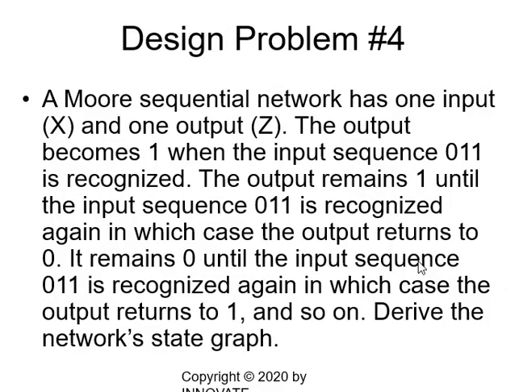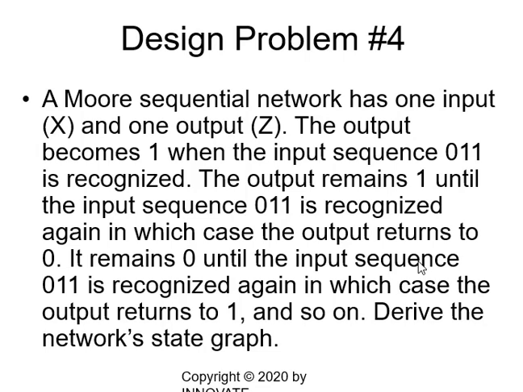In design problem number 4, a sequential network has one input X and one output Z. The output becomes 1 when the input sequence 0, 1, 1 is recognized, and the output remains 1 until the input sequence 0, 1, 1 is recognized again, in which case the output returns to 0. It remains 0 until the input sequence 0, 1, 1 is recognized again, in which case the output returns to 1, and so on and so forth.